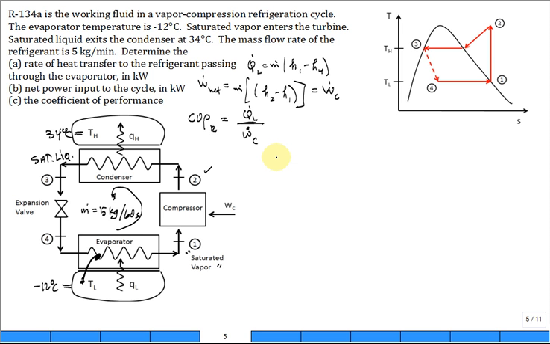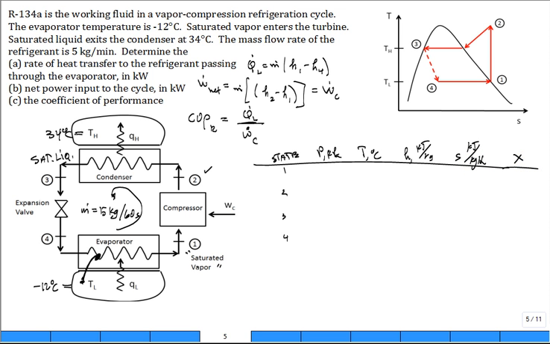Make a table. The table would have your states 1, 2, 3, 4. Pressure, maybe in kilopascal. Temperature in degrees C. Enthalpy in kilojoules per kilogram. Entropy in kilojoules per kilogram Kelvin. And quality, I think that's helpful. So state 1 now is easier. We can fix that right away. It was negative 12 degrees C, corresponding pressure of 1.85 bar, or 185 kPa. The table has it in bar, does it not?